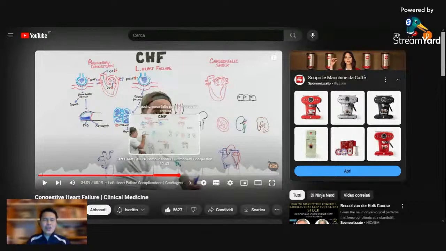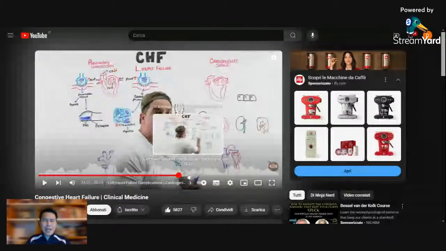Okay. So, sa ngayon, ituloy natin yung sa left heart failure complications na tinatawag na cardiogenic shock. Okay? Kung anong ibig sabihin nito, sabay natin panoorin.